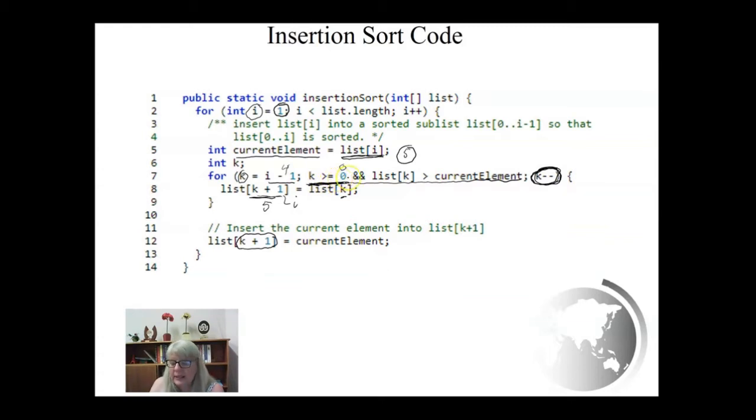Yes, then K is decremented. K is now minus 1. Is it larger than 0? No, it's minus 1. But I cannot put something in position minus 1. I want to put it in position 0. Therefore, we have K plus 1 here. So this code is working 100% correct.